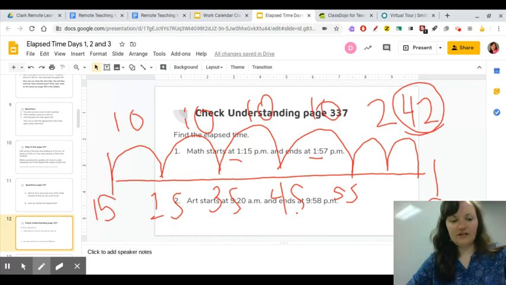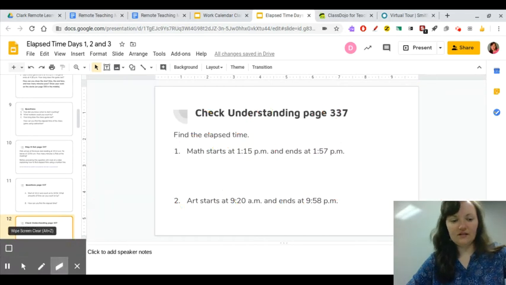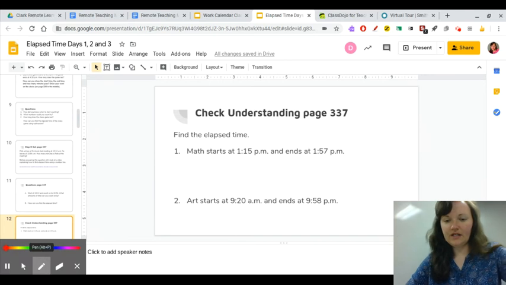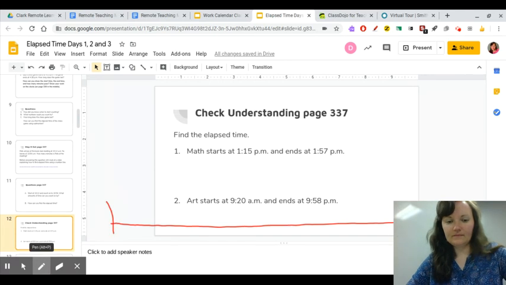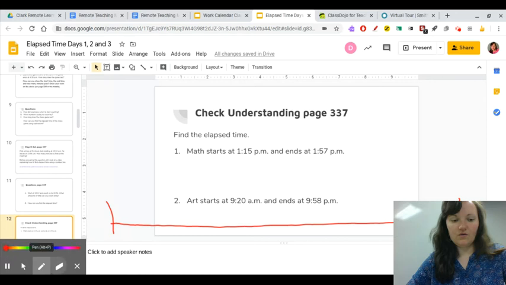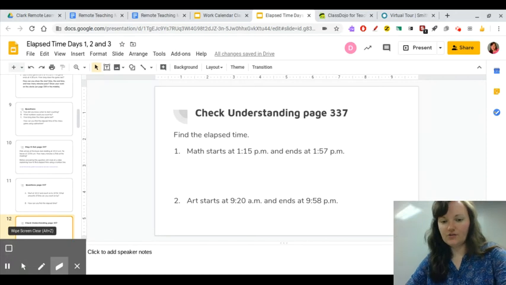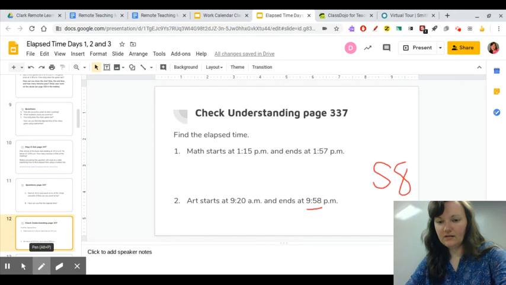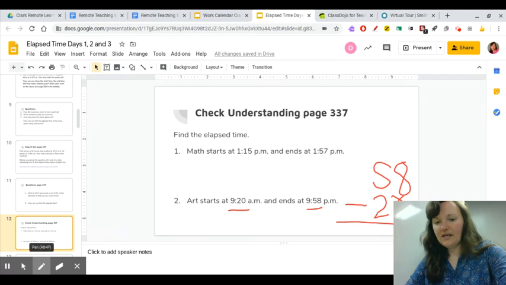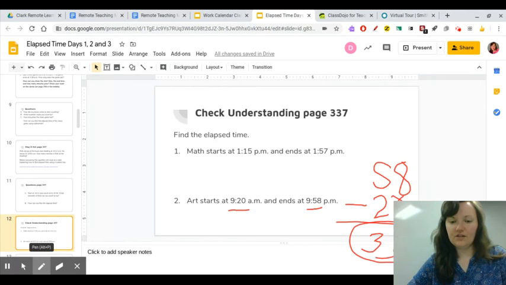Now that you've recorded that, here is the next one. Art starts at 9:20 and ends at 9:58. We can do a number line, or we could do subtraction. Let's try the subtraction strategy. We start with the biggest one, which is 58, and then you have 20. 58 subtract 20, because you always do the biggest number on top. 8 take away 0 is 8. 5 take away 2 is 3. So 38 minutes. Go ahead and record your answer and your work.